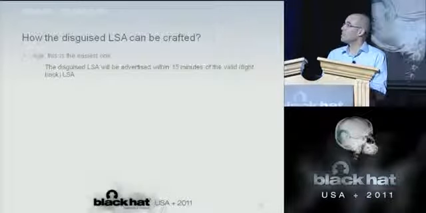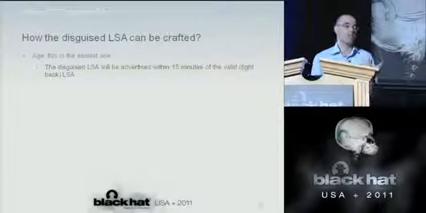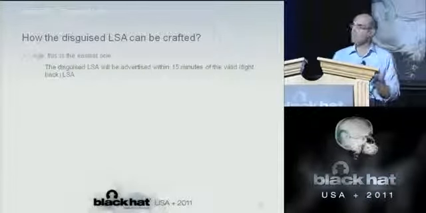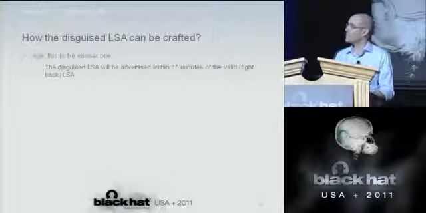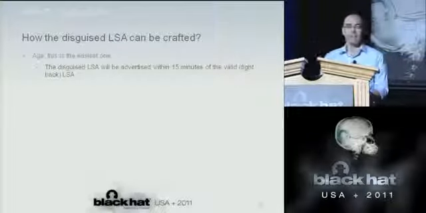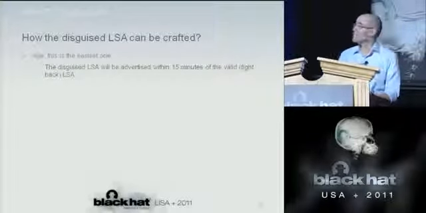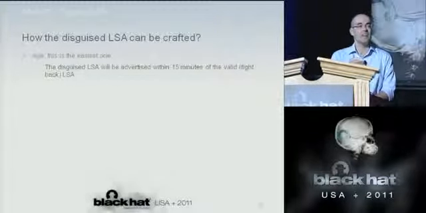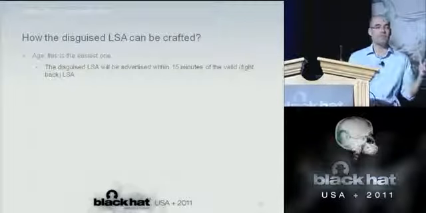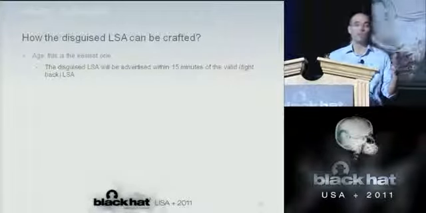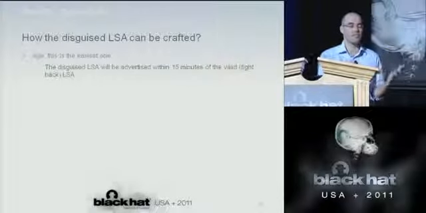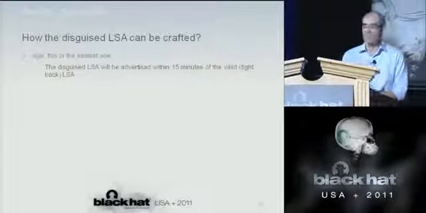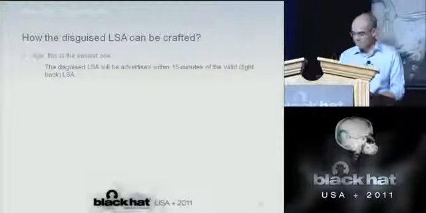Okay, so let's review how an attacker can craft this disguised LSA. The first step is to make the age field the same. This is the easiest one. We just have to make sure that the disguised LSA is sent out within a 15-minute time range of the fightback LSA. This is, of course, very easy to do, and this is done.